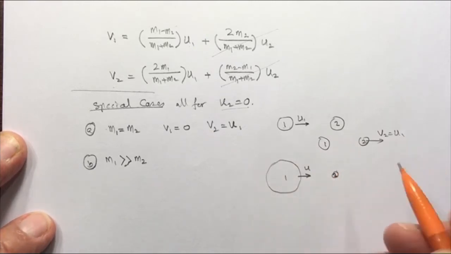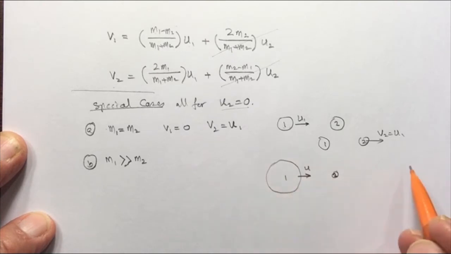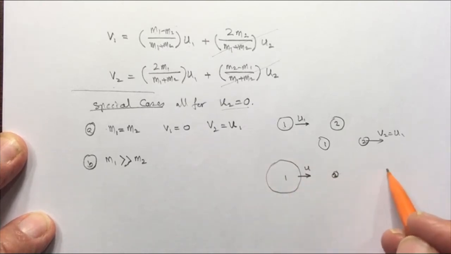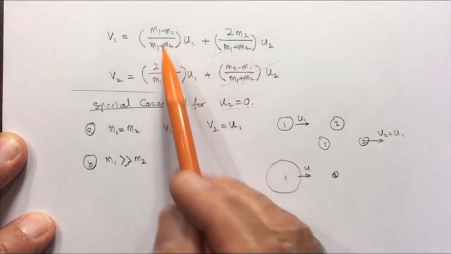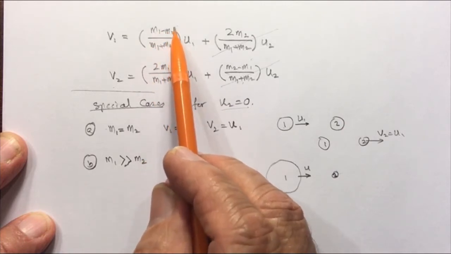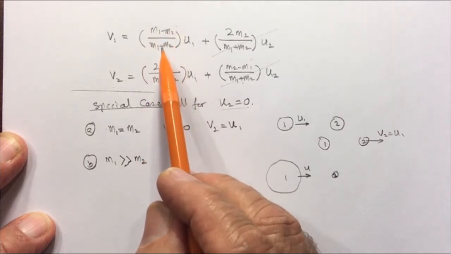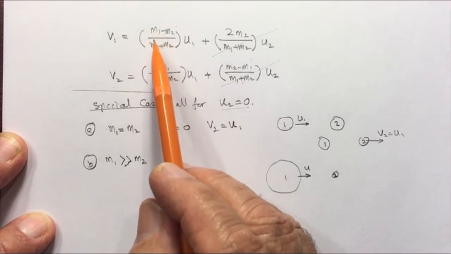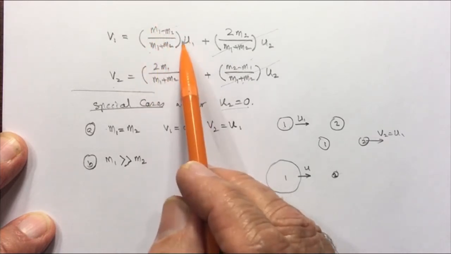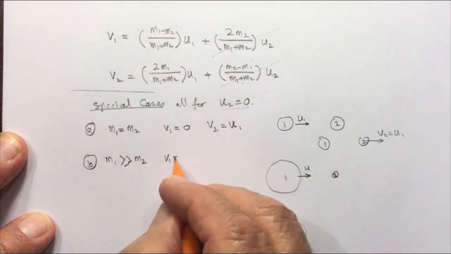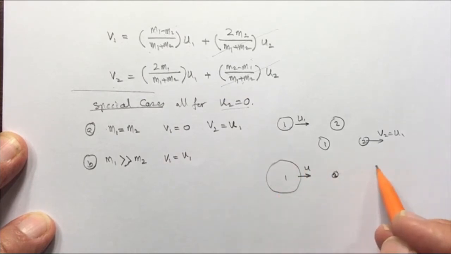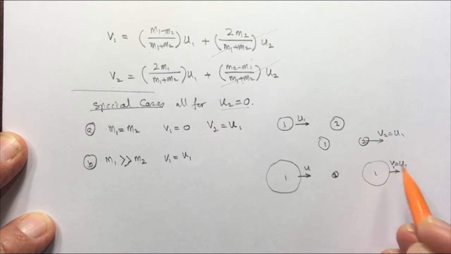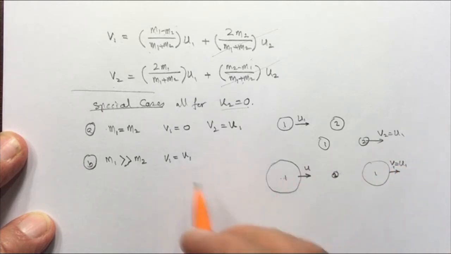stationary. What we expect is that m1 is just going to keep on going and it's just going to kick m2, which is going to fly off. But what happens, let's see here. Well, these two are gone. If m1 is much bigger than m2, we can ignore m2 as compared to m1. We'll be left with m1 over m1. We can cancel them out and we'll be left with v1 equals u1. So the speed of 1 after the collision will just be the same as its initial speed. So no change in the speed of the heavy object.